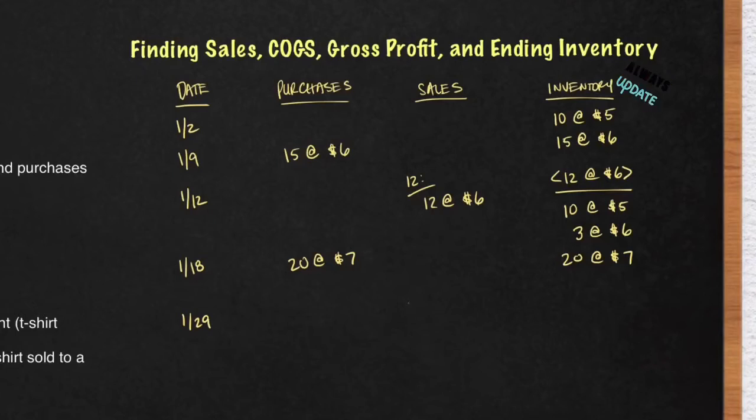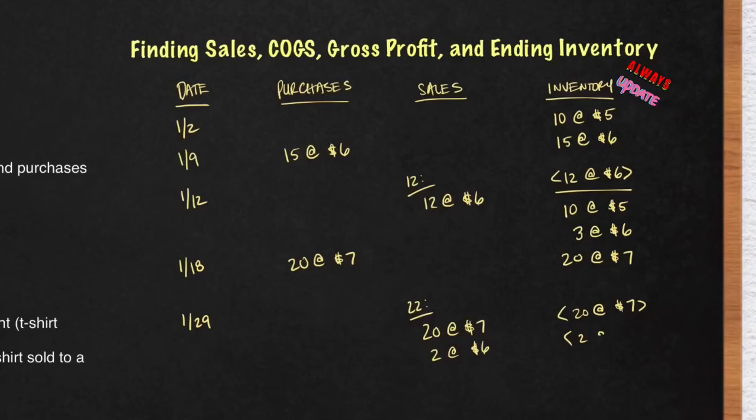Finally, on January 29th, we make one more sale for the month. We're going to sell 22 units. I'm going to repeat. You must sell the most recent inventory first, which is 20 at $7, and then 3 at $6. So here we're going to take all of the 20 at $7s, and then we just need 2 more at $6. We're going to subtract that from the inventory column. So 20 at $7 and 2 at $6.